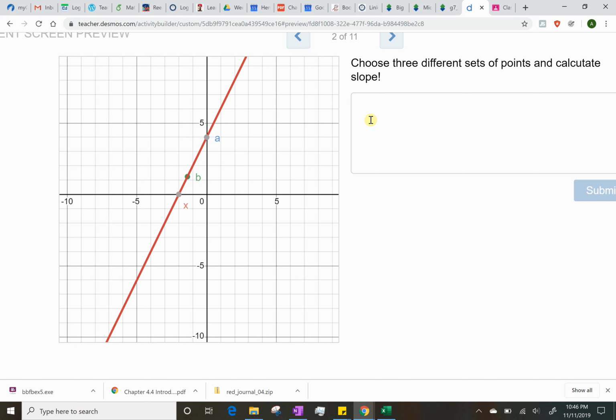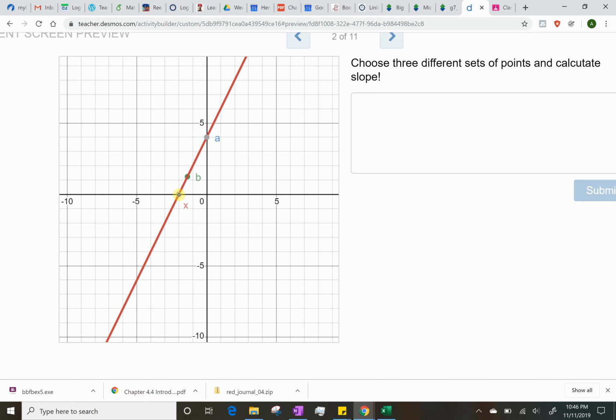But what I want you to do is pick 3 different points. So for example, when I say pick 3 different points, I mean like X and A. So I'm going to pick X. What is X at right here? X looks like it is at -2, 0. And A looks like it's at 0, 4. You can use the slope formula. Remember, y2 minus y1 over x2 minus x1. You can use that formula, or we can do this.